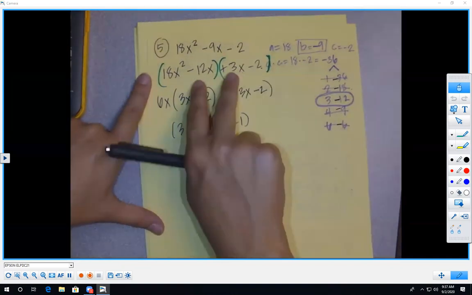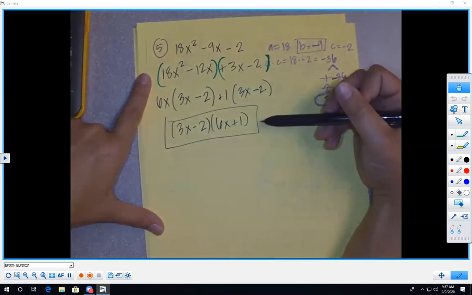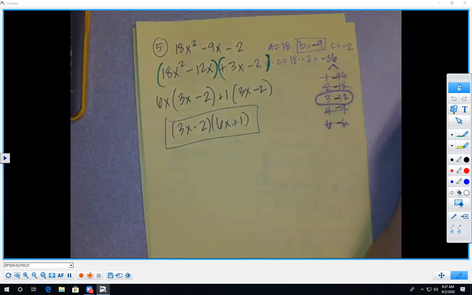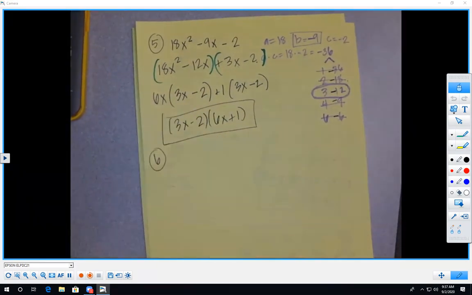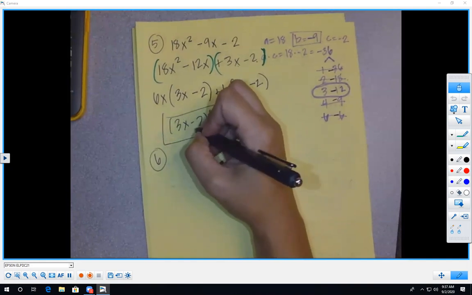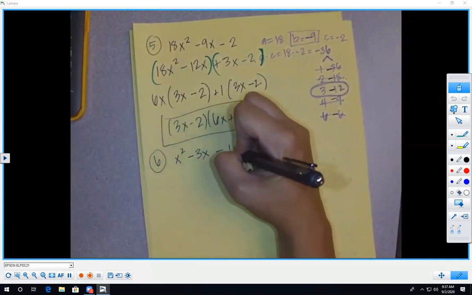Again, you can switch those two. You'll have a different middle step, but your end answer should be the same, just flipped around. Let's do another one like that. If I had the problem x squared minus 3x minus 10.